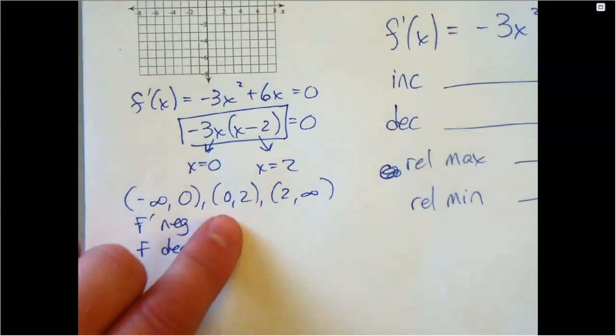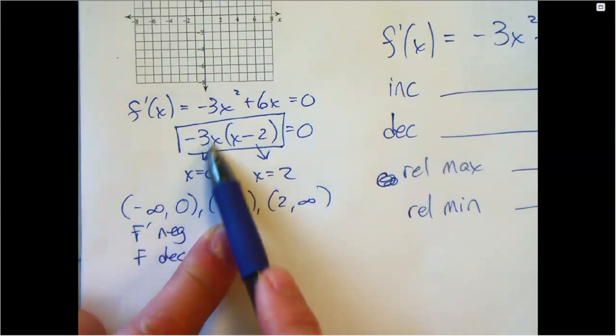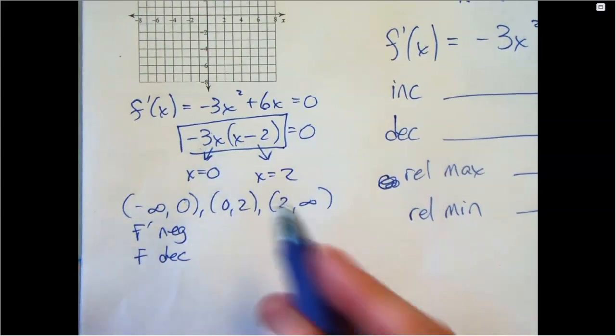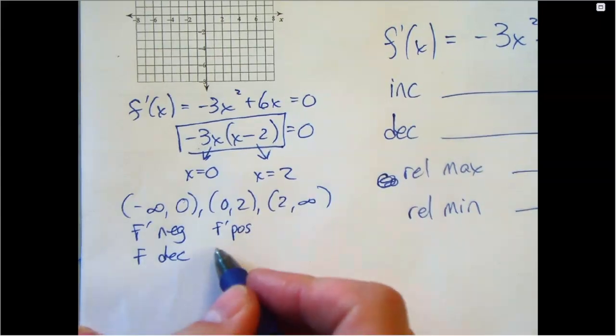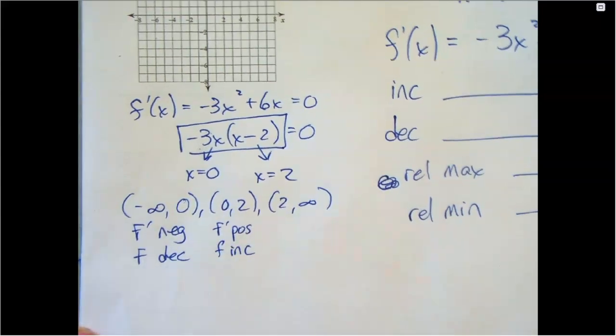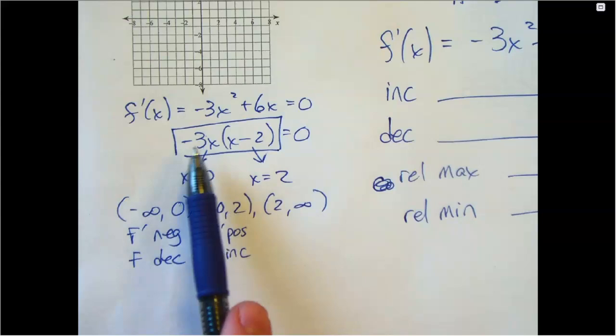So plug in something between 0 and 2, so put in 1, let's say. This bit would be negative, this bit would also be negative. So negative divided by negative makes f prime positive. That is increasing. And then that last part, if I plug in like 10, I have a negative number.